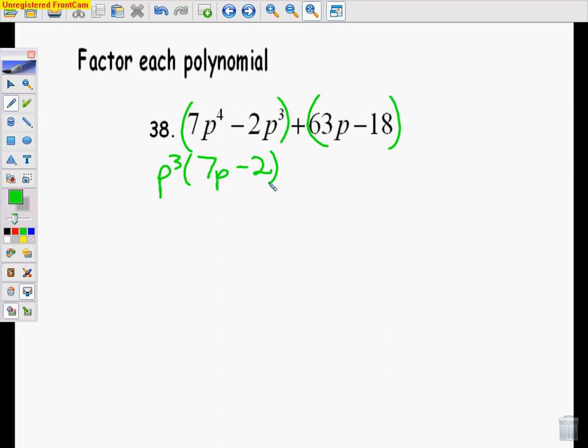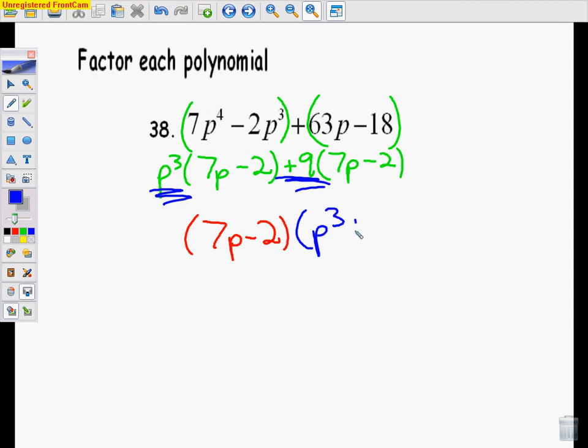What's the GCF of this second set? Well, that would be a positive 9, leaving you once again with 7p minus 2. These two sets of parentheses should be the same. If they're not, you've done something wrong. All right, so let's factor out that common binomial, 7p minus 2, leaving us with p cubed plus 9. You always want to check these problems and just make sure you're done. Check and make sure that you don't have a difference of two squares or anything going on, or another GCF that could be factored out.